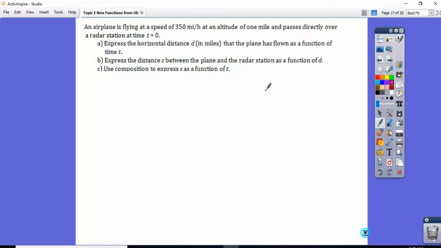So we have an airplane. I am, you know, an amazing artist. So here is my airplane. It flies at a speed of 350 miles per hour. So it's flying along at an altitude of 1 mile. What does that mean?